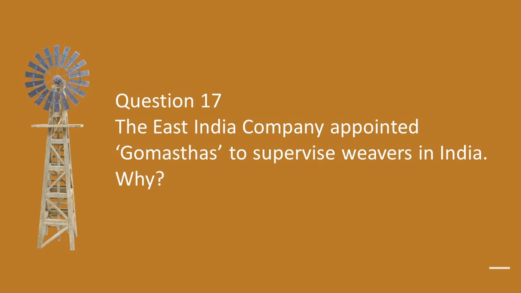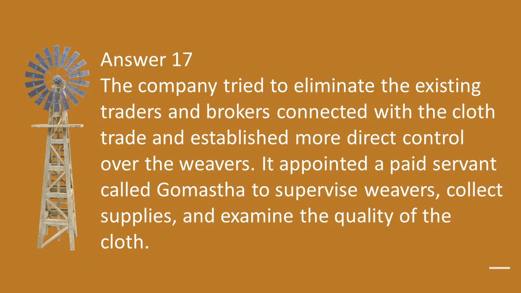Question number 17 is, the East India Company appointed Gumashtas to supervise weavers in India. Why? Answer to question number 17: the company tried to eliminate the existing traders and brokers connected with the cloth trade and establish more direct control over the weavers. It appointed a paid servant called Gumashta to supervise weavers, collect supplies, and examine the quality of the cloth.